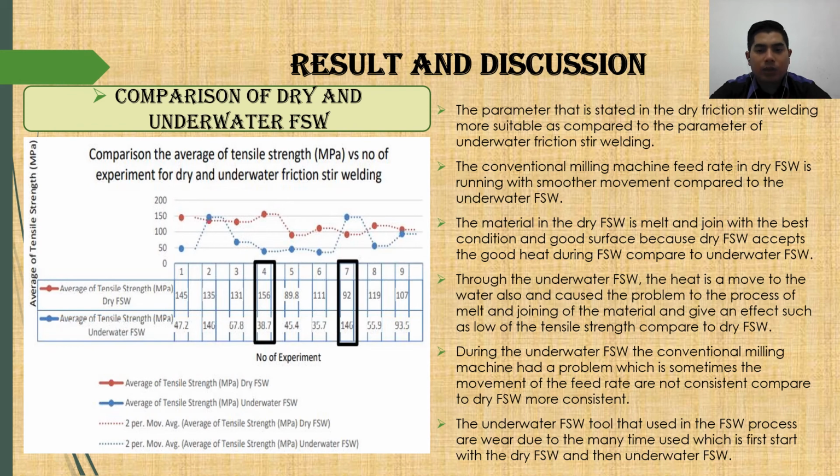In underwater friction stir welding, the heat also moves into the water and causes problems for the melting and joining of the material, giving effects such as lower tensile strength compared to dry friction stir welding. During the underwater process, the conventional milling machine sometimes had inconsistent feed rate movement, while the dry process was more consistent. The tool used in the process was worn due to the many times it was used, first with dry friction stir welding and then underwater friction stir welding.